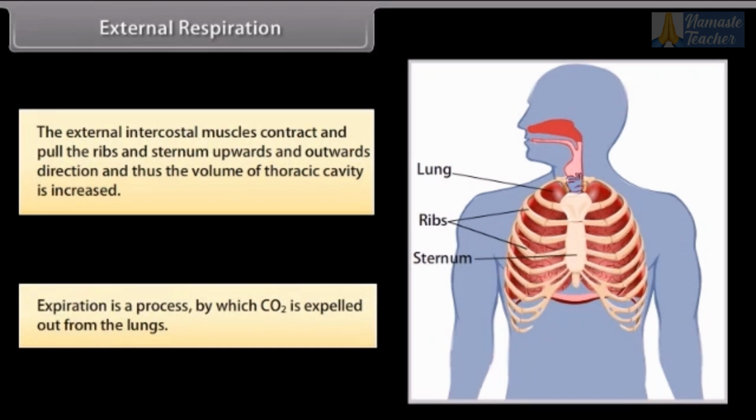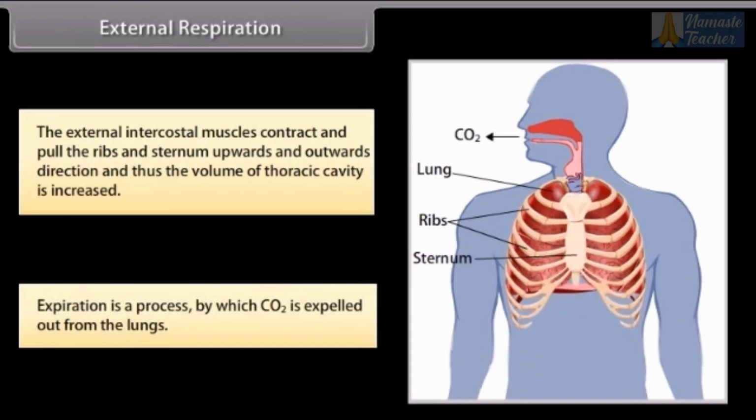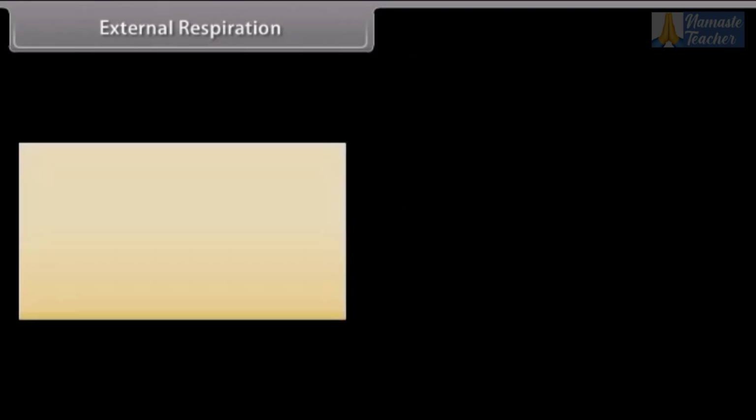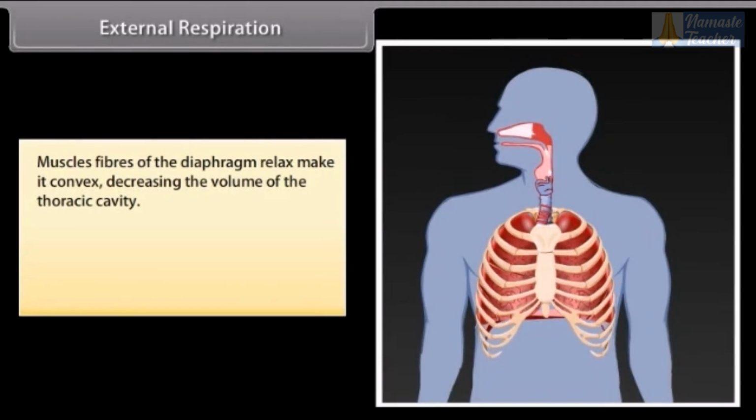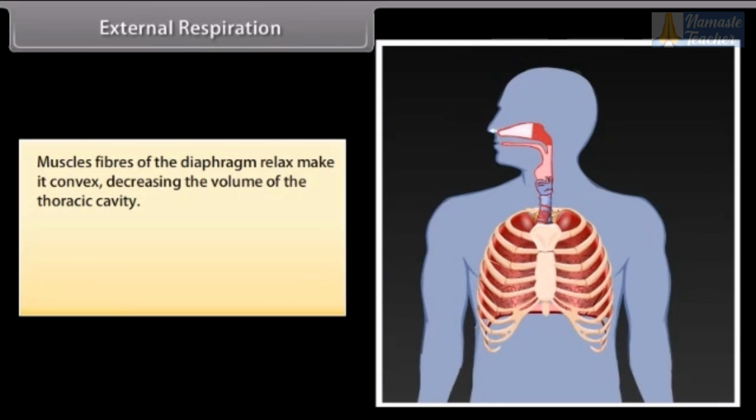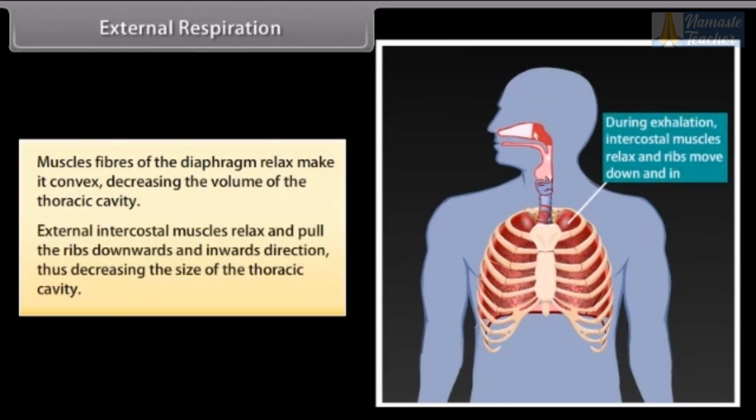Expiration is a process by which CO2 is expelled from the lungs. Muscle fibers of the diaphragm relax, making it convex, decreasing the volume of the thoracic cavity. External intercostal muscles relax and pull the ribs in a downwards and inwards direction, thus decreasing the size of the thoracic cavity.